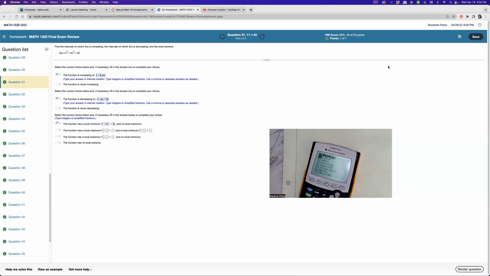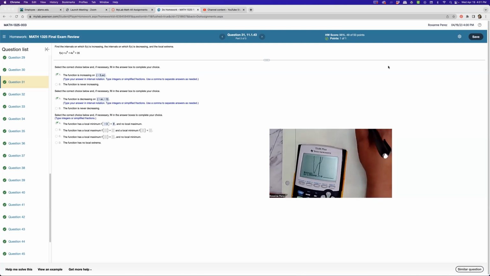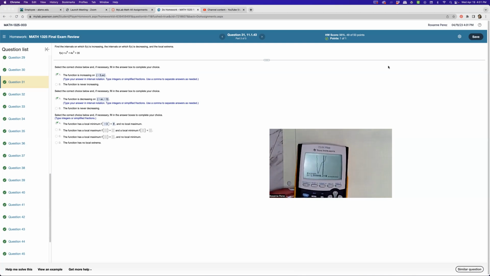So second trace, number 3, scroll slightly to the left of the minimum, hit enter. Scroll slightly to the right of the minimum, hit enter a third time. Our minimum is at -3, 8. That's 3.9999, that's 3. Okay.